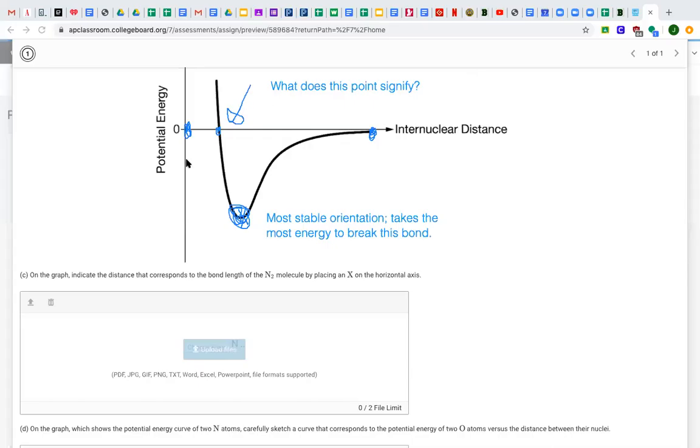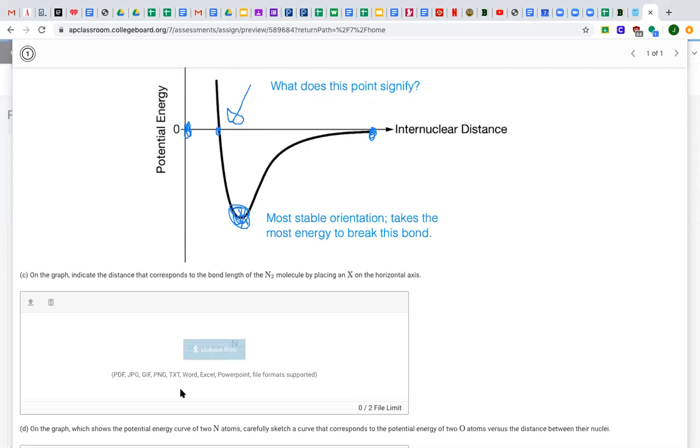Towards the bottom. So right here is the most stable. Okay, yeah. No, like right here, down. Yes, right there. So like right here on the x-axis, because it said placing an X on the horizontal axis. So you put your X right there, right? Yes. Okay, cool. And that's the length of the bond. Yeah, that's right. Because that's the minimal energy difference. That's right. So they come together and they want to bond like that.